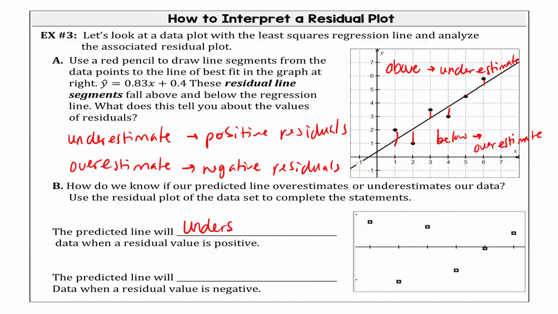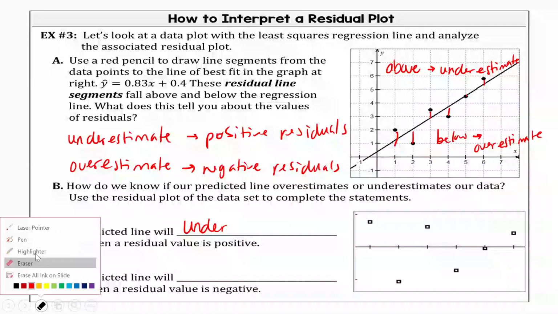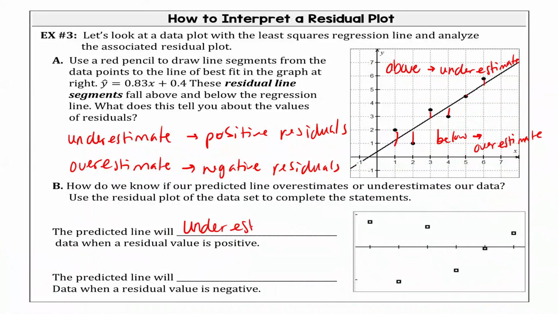There we go. And therefore, the predicted line will be an overestimate of the data when a residual plot is negative.